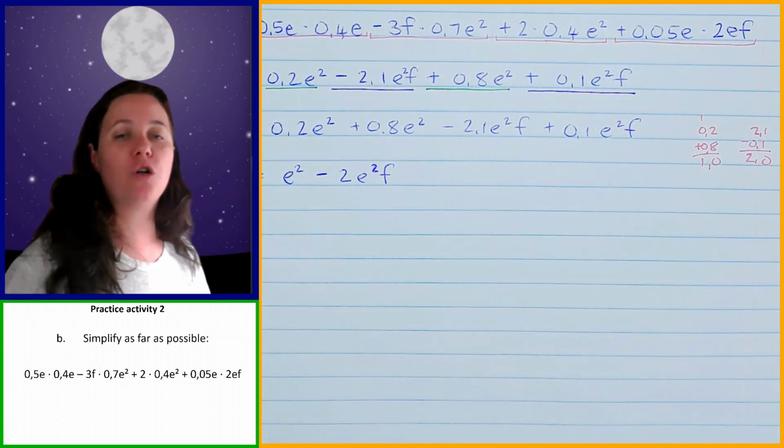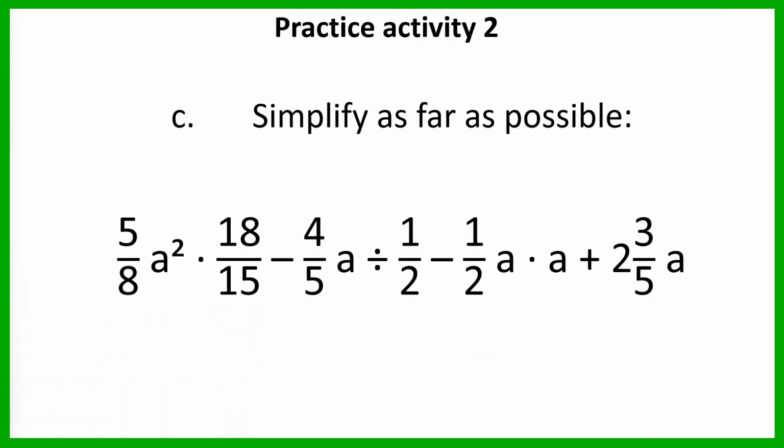Right, now let's go on to the last one for today, which is question C. In question C, you've got some common fractions as your coefficients. You've got 5 over 8 a squared times 18 over 15 minus 4 over 5 a divided by 1 over 2 minus 1 over 2 a times a plus 2 and 3 over 5 a. Okay, so I'm going to give you 4 minutes for this question.